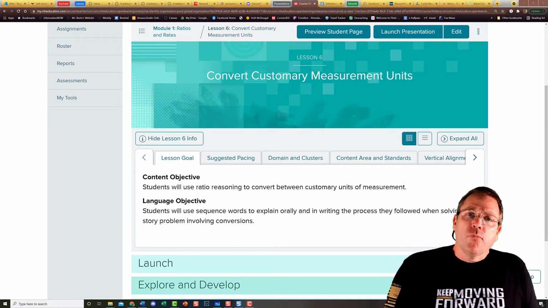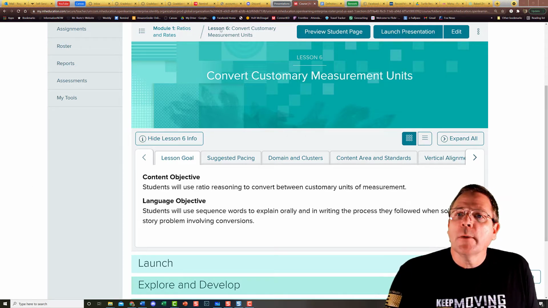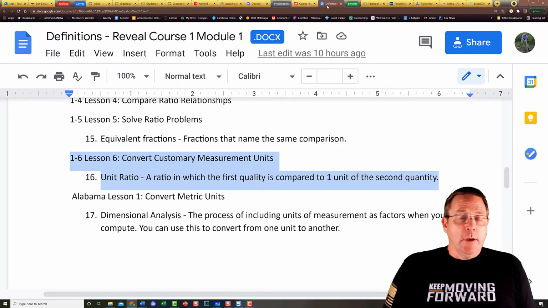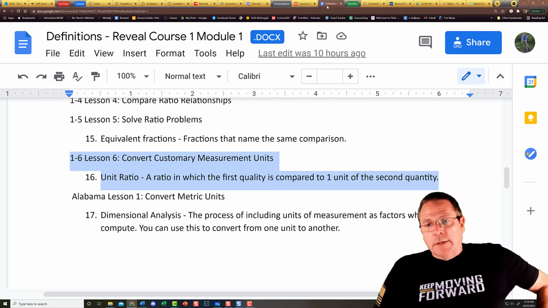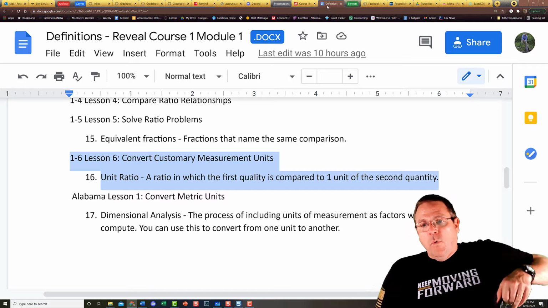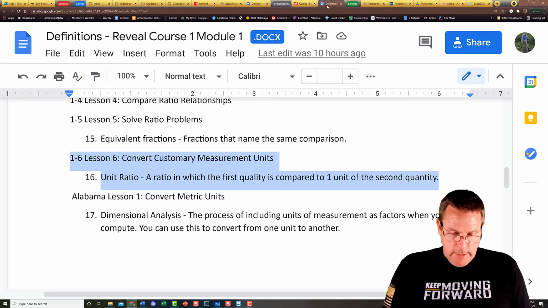We've got one brand new vocabulary word we're going to pick up in here, and that brand new vocabulary word is unit ratio, which is a ratio in which the first quantity is compared to one unit in the second quantity. Simply put, your denominator, your bottom number, is going to be 1.